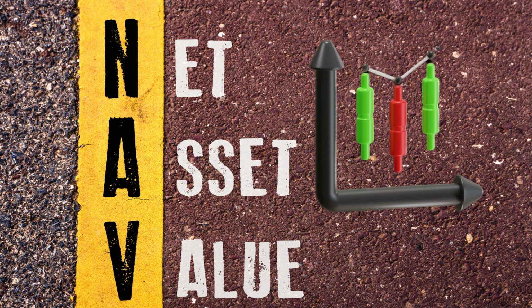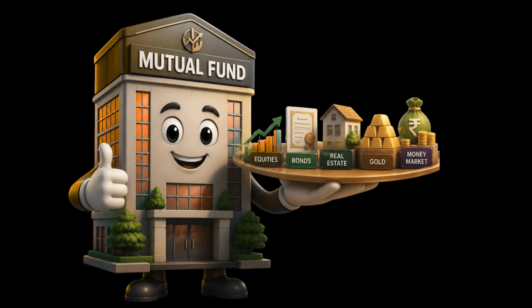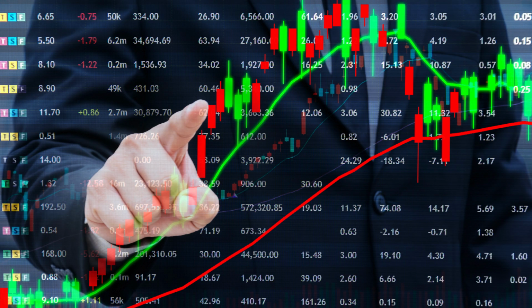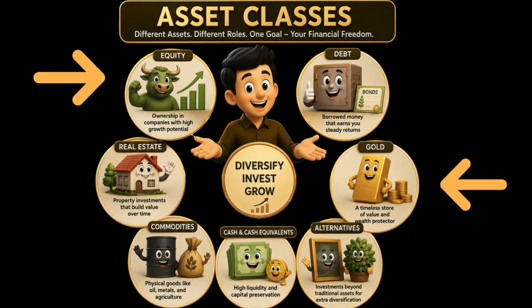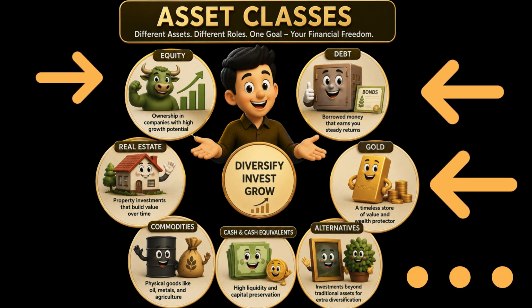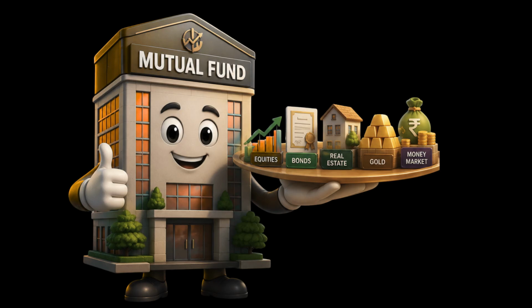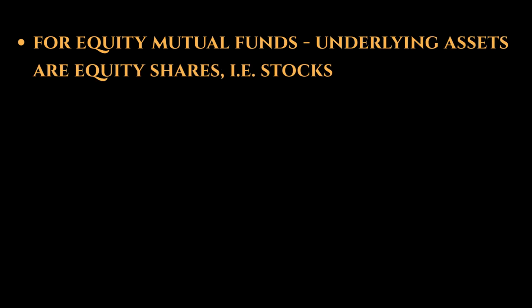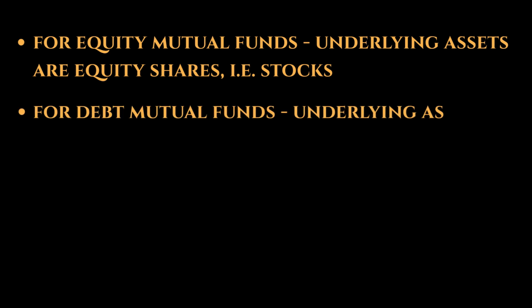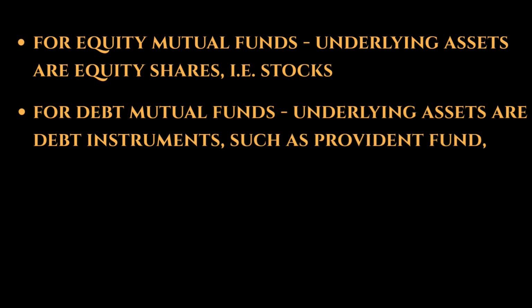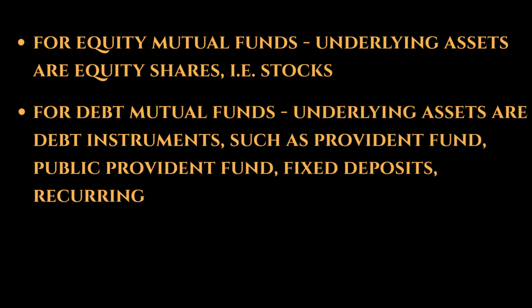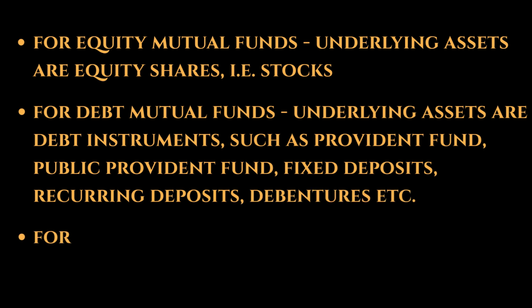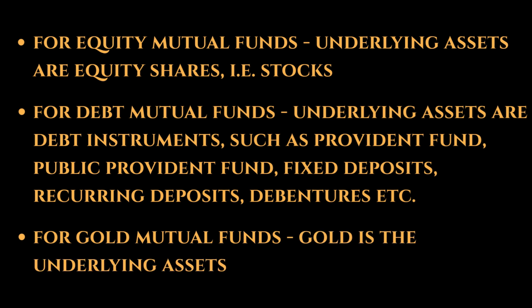The NAV of a mutual fund scheme is determined by the value of its portfolio, and the value of that portfolio is, in turn, determined by the market prices of the underlying assets, whether they are stocks, gold, fixed income instruments, or any other investments held by the mutual fund. For equity funds, underlying assets are equity shares, that is, stocks. For debt mutual funds, underlying assets are debt instruments such as Provident Fund, Public Provident Fund, fixed deposits, recurring deposits, debentures, etc. For gold mutual funds, gold is the underlying asset.